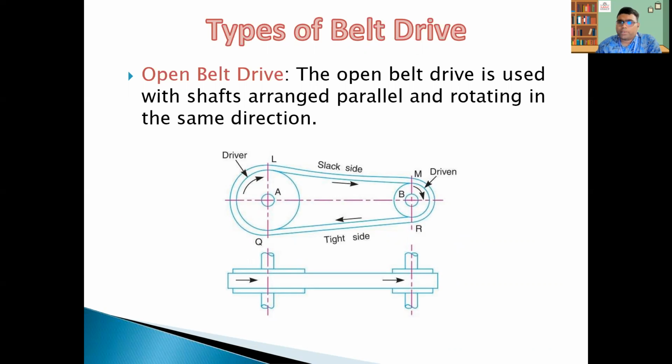In the open belt drive, you can see the belt is wrapped on the pulleys like this, and the direction of the driven shaft and driving shaft is the same. If it is rotating clockwise, the driven pulley also rotates clockwise, and this is the top view of that. When it is rotating clockwise, the downside of the belt becomes the tight side and the upside becomes the slack side. If it is rotating anti-clockwise, this becomes the tight side and this becomes the slack side.